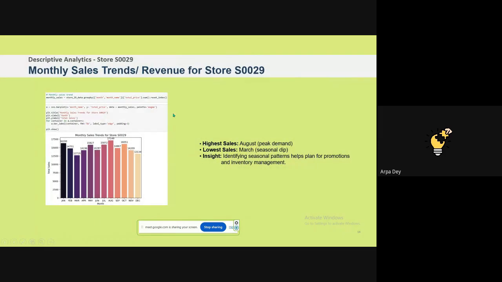I was given a particular store, which is store 29. Here are the monthly trends of store 29. As we can see from this bar plot, the highest sales are in the month of August, as it is the peak season, and it is performing the lowest in March.